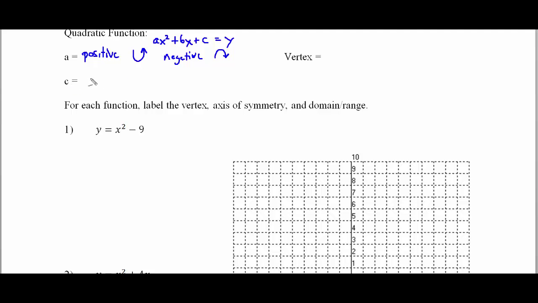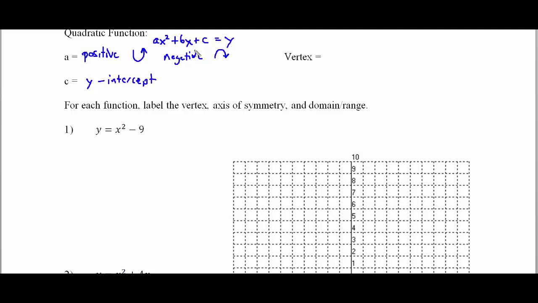Now, the letter c is handy. If we know the letter c, this is going to be our y-intercept. That's because if I plug 0 in for x, then the a and b terms give me 0, which means I'm at the origin on my x, and the height of y is going to be that value of c. So therefore c is the y-intercept.